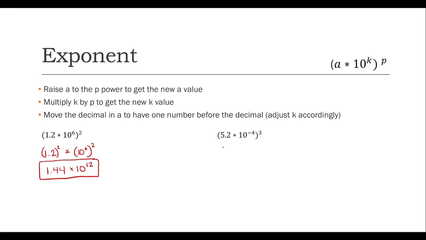For the second problem, we have 5.2 cubed times 10 to the negative 4th cubed. So our 5.2 cubed is going to be 140.608 times 10 to the negative 4th cubed. So we do our negative 4 times 3 will give us negative 12. So here we have 3 numbers before the decimal, so we're going to need to move it 2 to the left, and we get 1.40608 times 10 to the negative 10, because we're going to add 2 more to that exponent because we moved it 2 to the left.